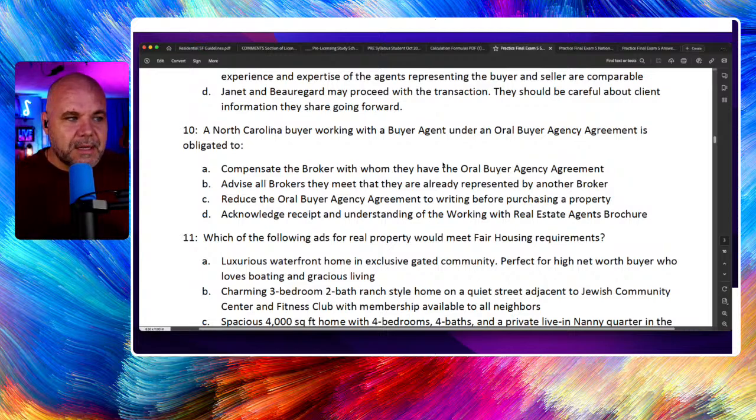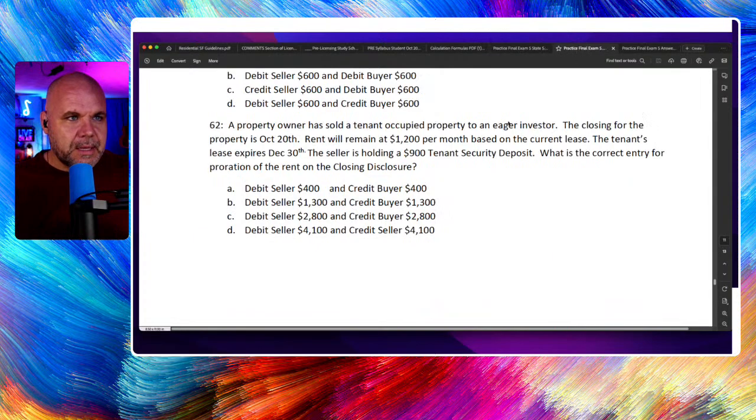Acknowledge receipt and understanding of the Working with Real Estate Agents brochure. That is the best answer here. Do they have to sign it? No, they don't have to sign it. We could sign and say that we tried, but they wouldn't. But the best answer of these four is that they do need to acknowledge receipt and understanding of the Working with Agents brochure.